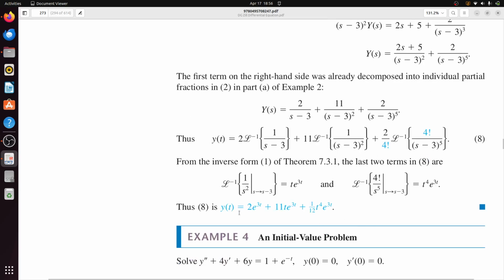So y(t) becomes 2 e power 3t plus 11t e power 3t plus 1 by 12 t power 4 e power 3t. So this is the answer.